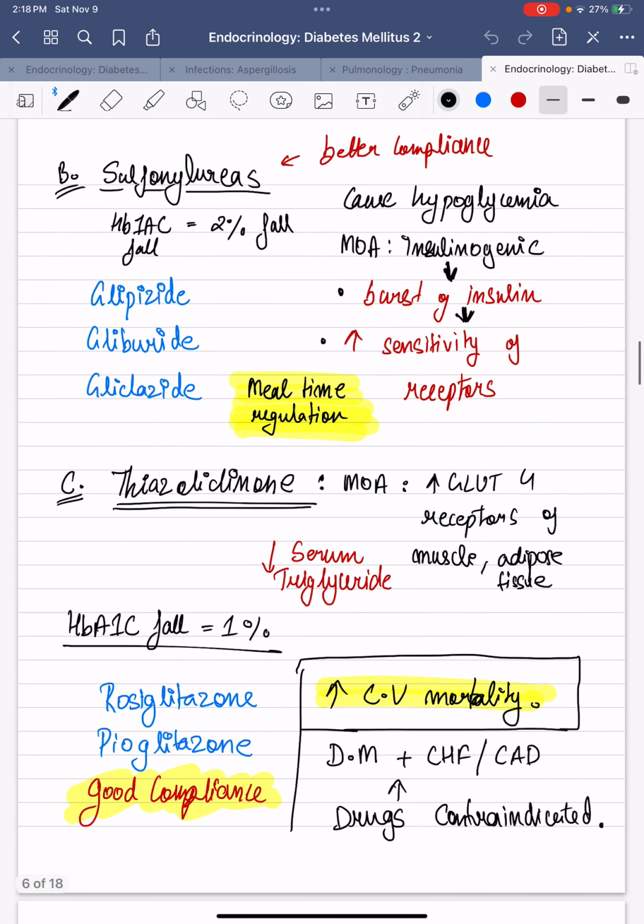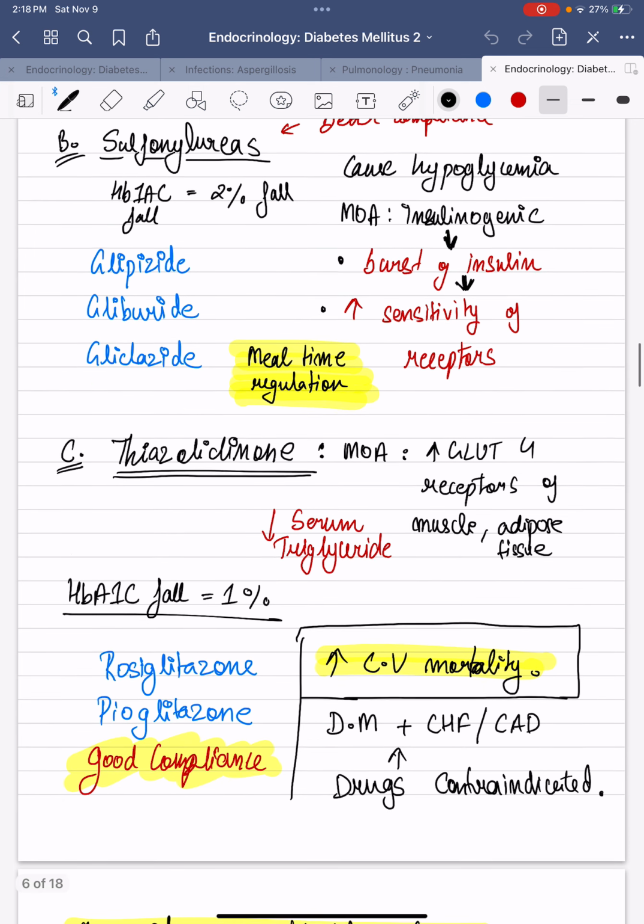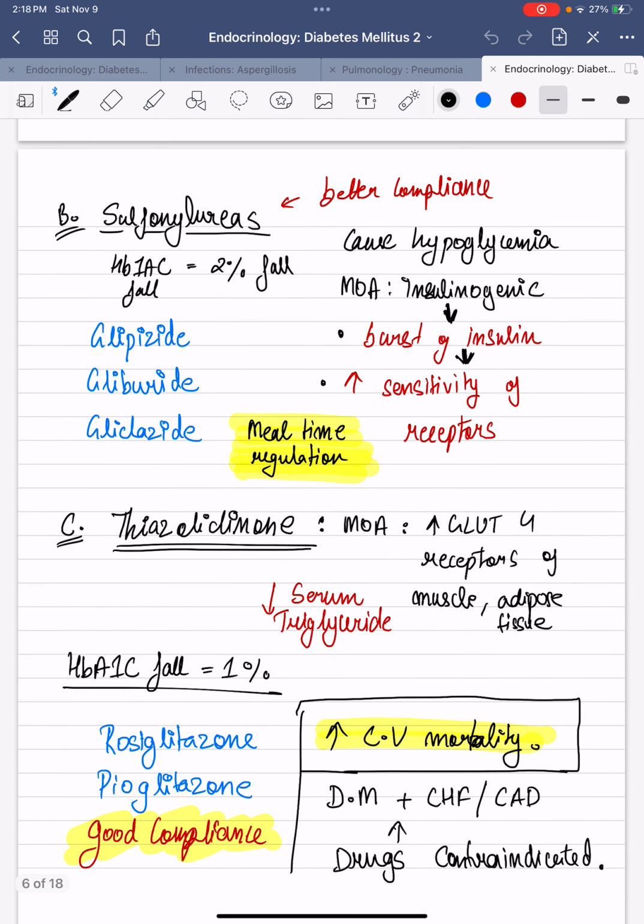Now, the second class is sulfonylureas. Patients generally have better compliance with sulfonylureas, and sulfonylureas also decrease the HbA1c level by the same percent, that is 2%. It can cause hypoglycemia, which can be considered a side effect. The mechanism of action of sulfonylureas is that it is an insulinogenic drug, so it will cause a burst of insulin in the body, and because there's a lot of insulin, there'll be an increase in sensitivity of the receptors.